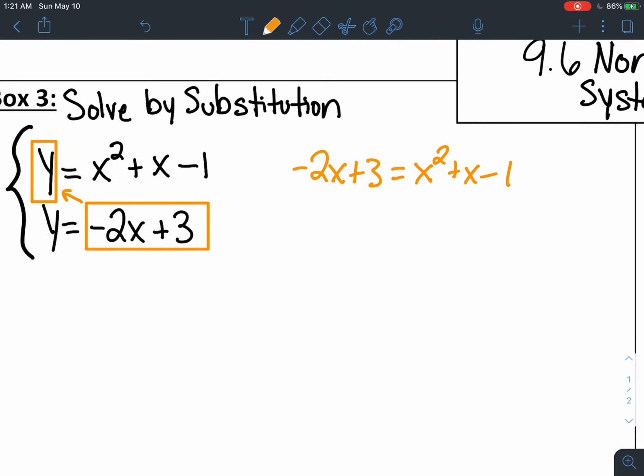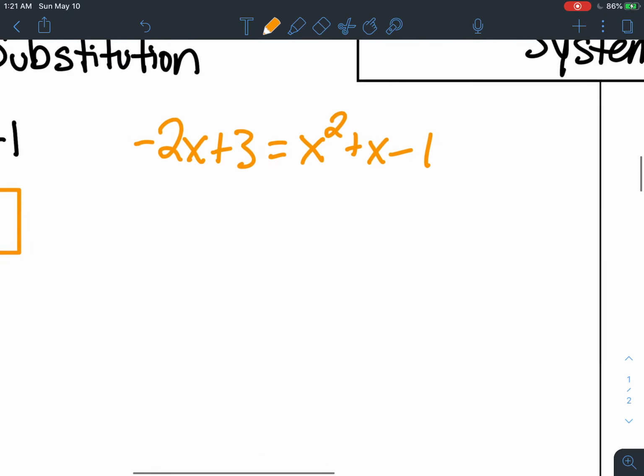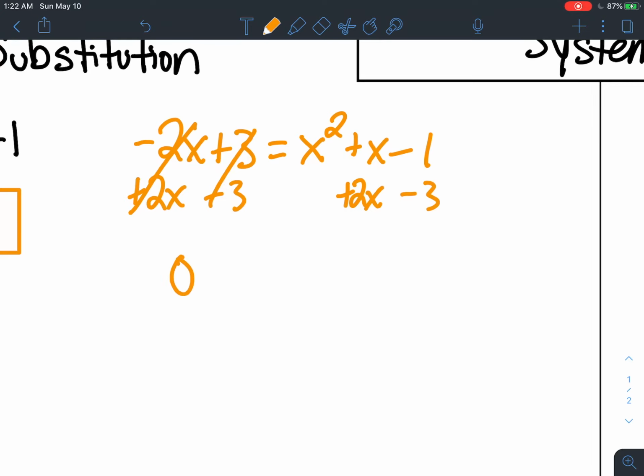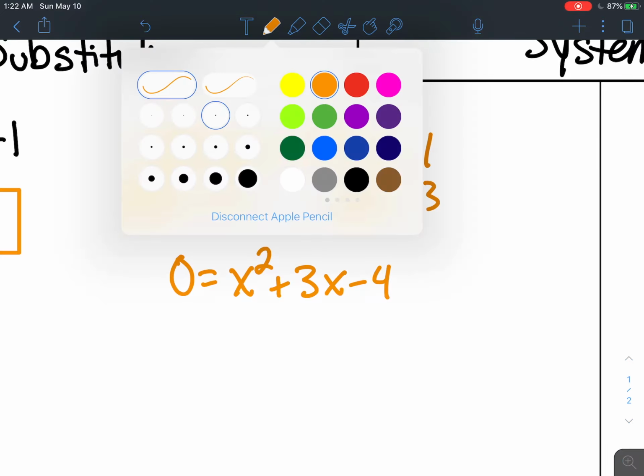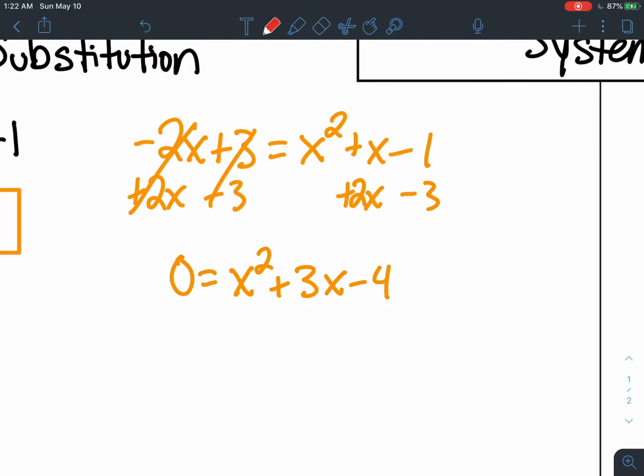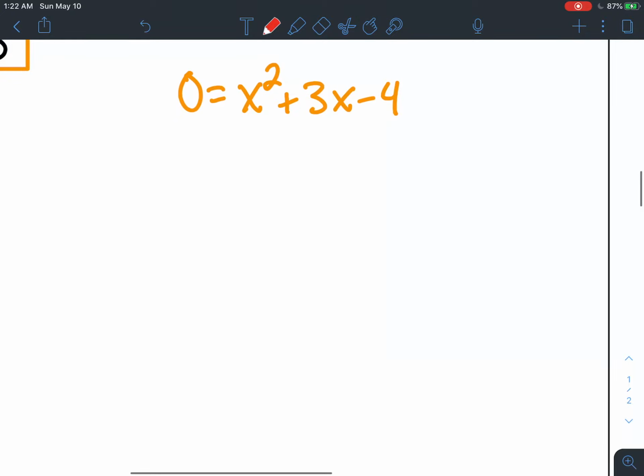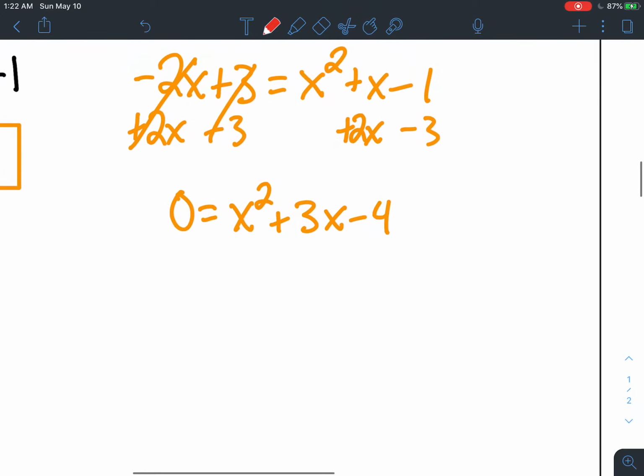I'm going to rearrange my equation a little bit, get everything over on one side, get it equal to 0. Here, I'm going to go ahead and leave my x squared on the right side, since it's already positive. So I'm going to add 2x on both sides. Subtract 3. 0 equals x squared plus 3x minus 4. So now I've got that equation to try and solve.